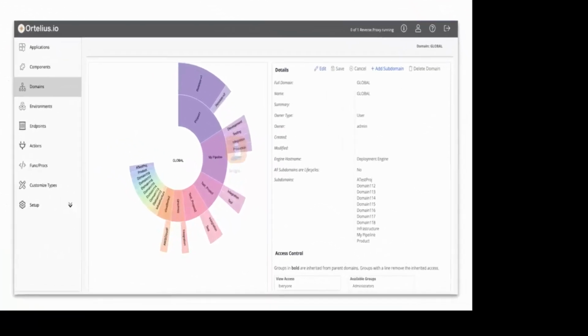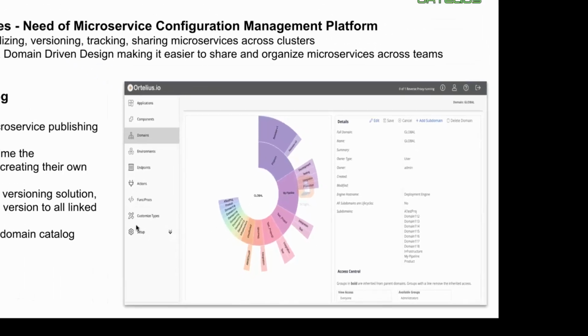It follows a top-to-down structure in the domain catalog. As in the picture, you can see this is the global domain, that is the whole organization domain, which is further divided into subdomains. These are all the subdomains which come under my whole parent domain.